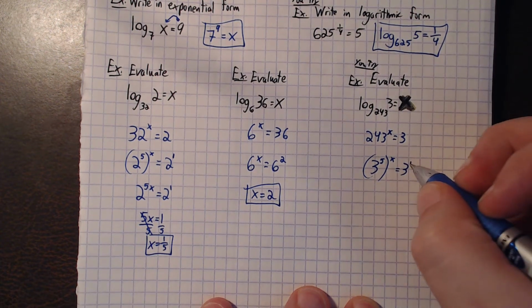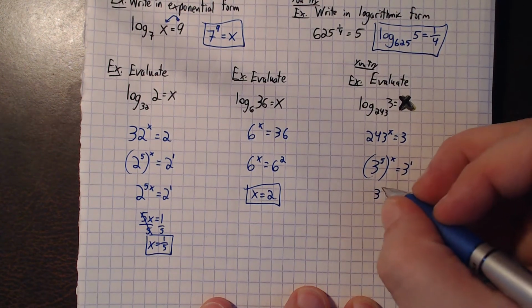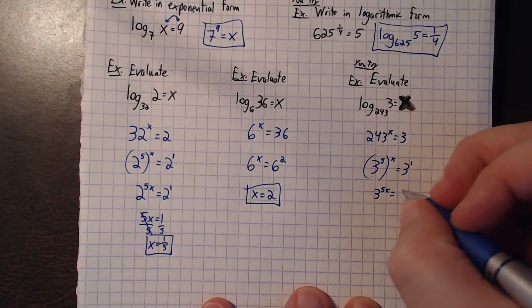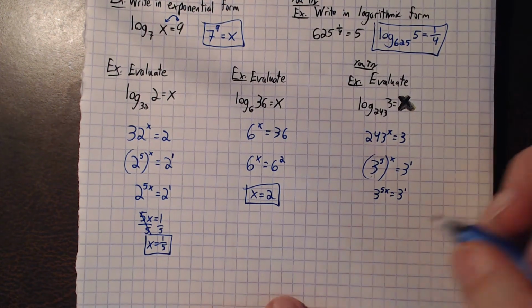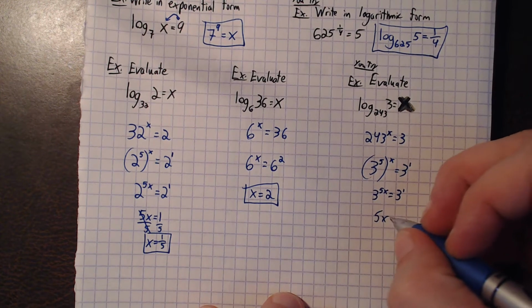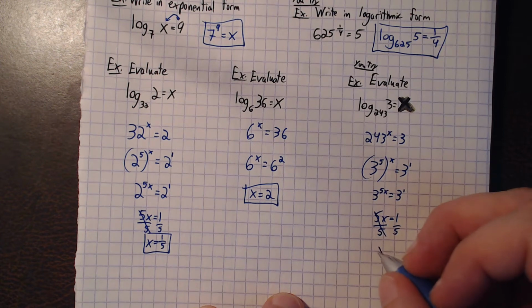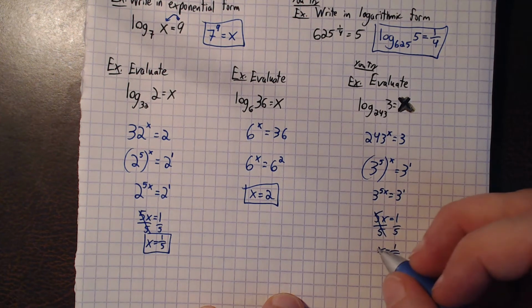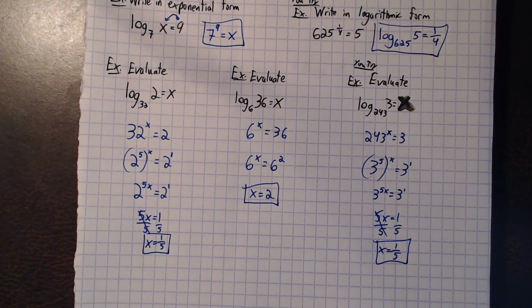Now, this side, I'm just going to put a 1 here. I'm going to multiply my 5 and my x, so we have 3 to the power of 5x equals 3 to the power of 1. We have the same base. Now we can just work with the exponents. 5x equals 1, divide by 5. Our solution here is x equals 1/5. Hopefully you got that answer for that problem.